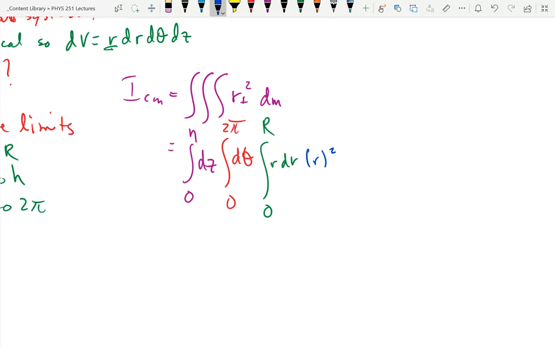So there I have r perpendicular squared. But don't forget about your density, because this one's not uniform. Don't forget about the density. That was part of dm. dm was rho dv, so we need times rho, which is rho 0 times 1 plus r over R.